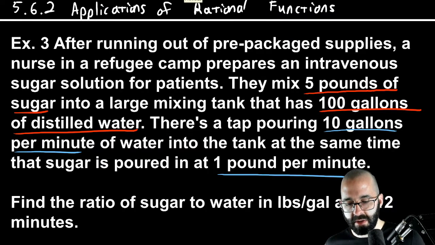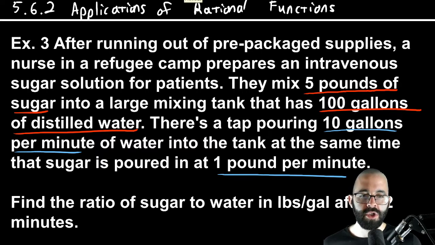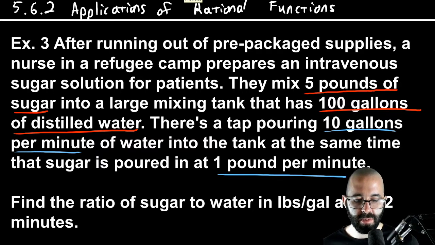That's probably also important. Find the ratio of sugar to water given in pounds per gallon, that's like concentration, after 12 minutes.